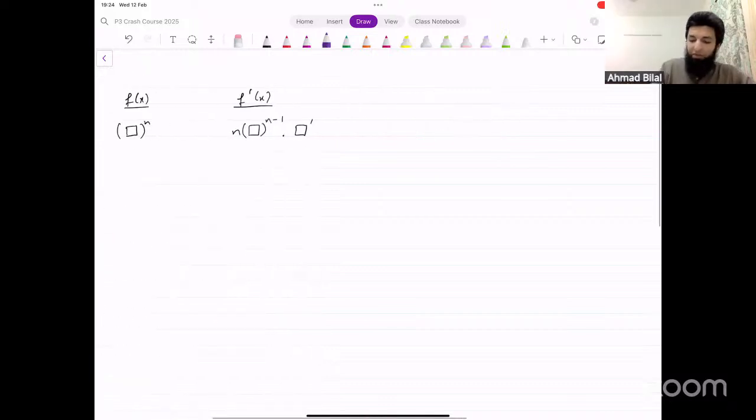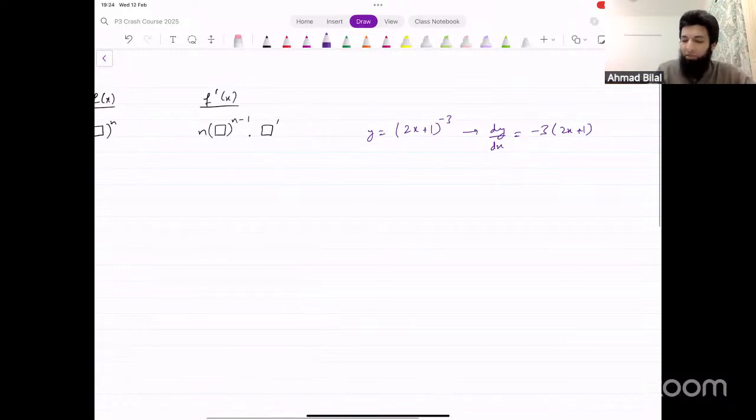So if you have, for instance, using a simple example, let's say you have 2x plus 1 whole raised to power minus 3, and you want to differentiate it, the derivative would be minus 3 multiplied by 2x plus 1, subtract 1 from the power minus 3, minus 3 minus 1, that becomes minus 4. And then you multiply with the derivative of this part, 2x plus 1, which is 2, you also multiply by that. Okay.